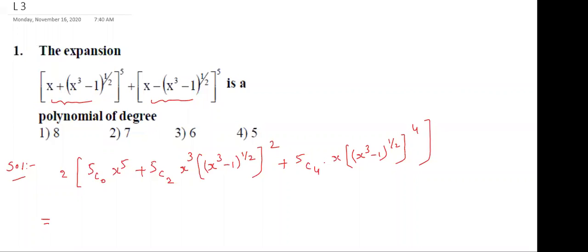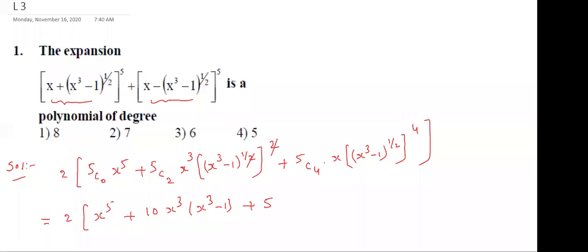Now see, this 2 into 5C0 means 1 x^5. Here we got degree 5. Next term, 5C2 means 5 into 4 by 1 into 2, that is 10, so 10x³. Here the square root cancels and we get x³ − 1. If you multiply with x³, here you will get degree 6.